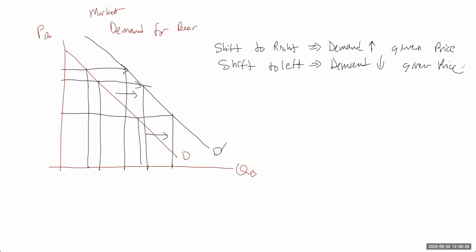So when we say an increase in demand, we're saying the demand curve shifts to the right. When we say a decrease in demand, we're saying the demand curve shifts to the left given prices. Now what we're going to do is talk about what can shift these demand curves. Before we get into that, we also have something called movement along the demand curve. So let's get into that. I'm going to clear this.